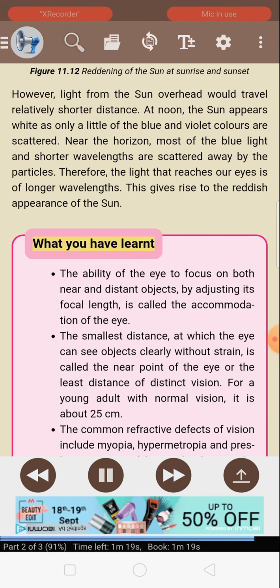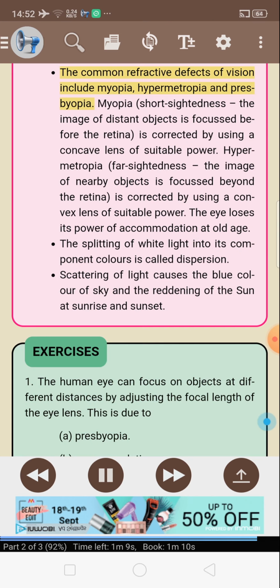What you have learned. The ability of the eye to focus on both near and distant objects by adjusting its focal length is called the accommodation of the eye. The smallest distance at which the eye can see objects clearly without strain is called the near point of the eye, or the least distance of distinct vision. For a young adult with normal vision, it is about 25 centimeters. The common refractive defects of vision include myopia, hypermetropia, and presbyopia.